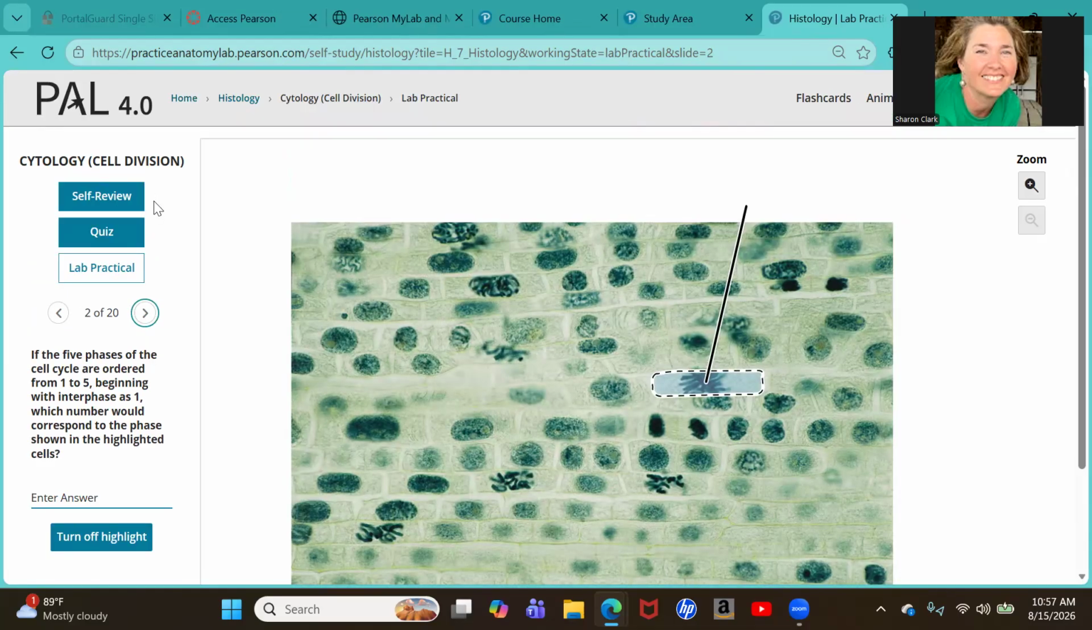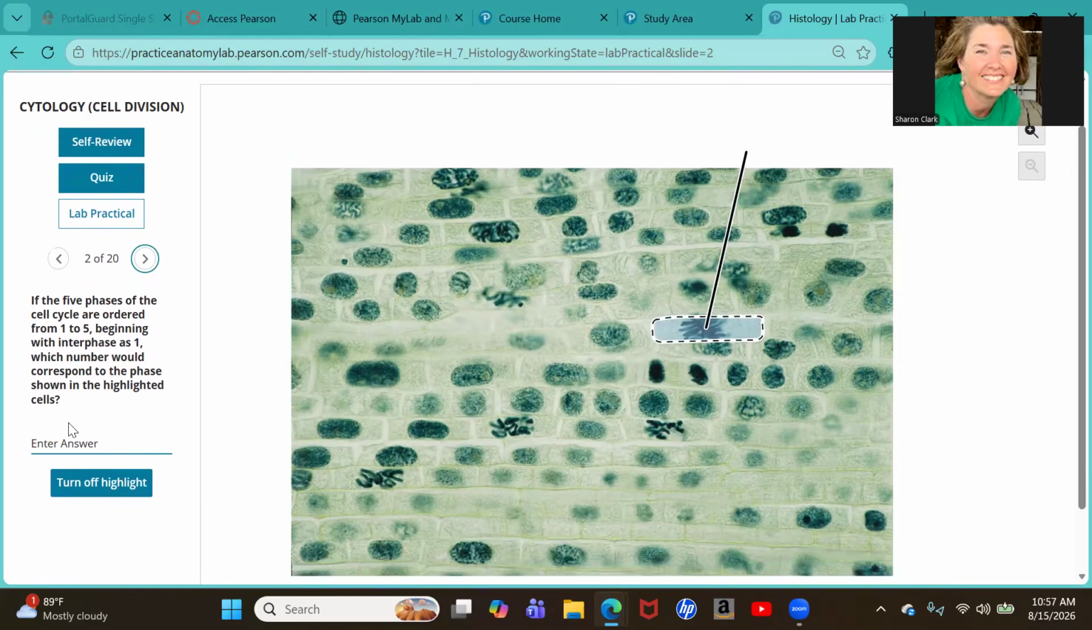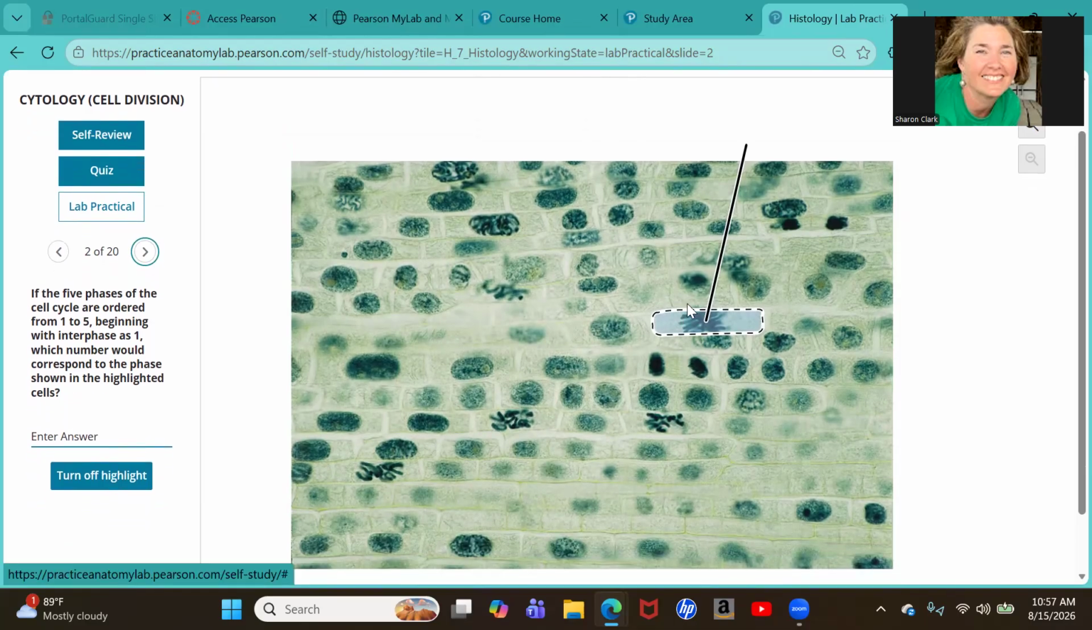Number two: if the 5 phases of the cell cycle are ordered from 1 to 5, beginning with interphase as 1, which number would the corresponding phase be shown here in the highlighted cells? Even if you look at it here, you see some characteristics. You see the chromosomes are somewhat visible. They're sort of in the middle, not at the edges. So we know we're not in interphase. We know we're not in prophase. So this would be metaphase.